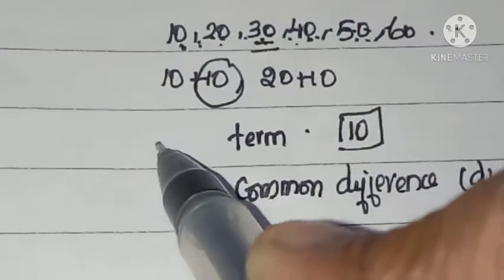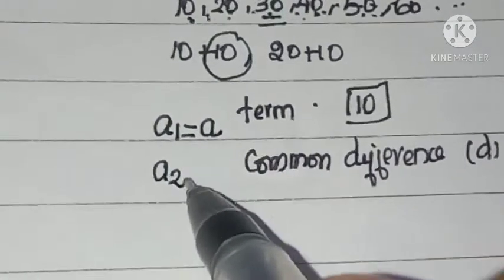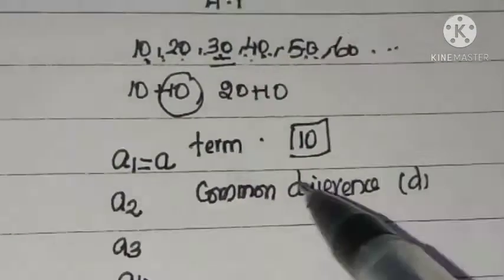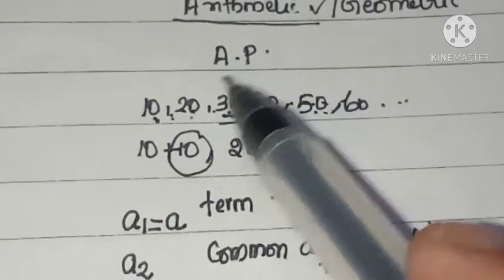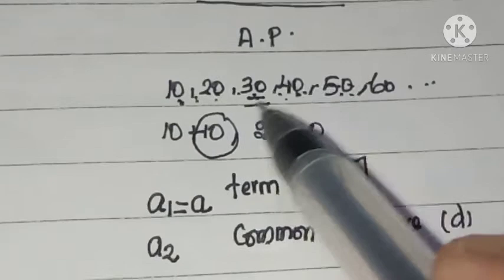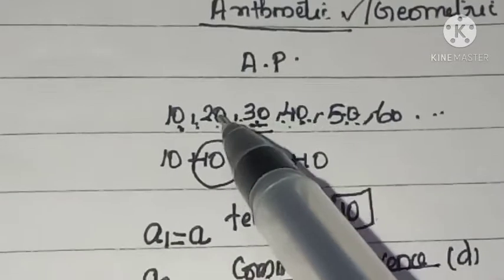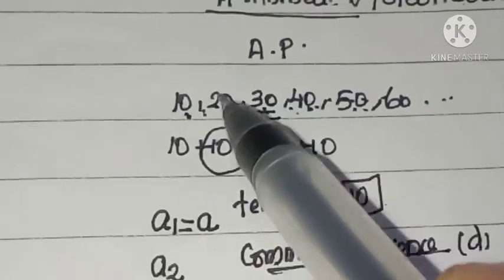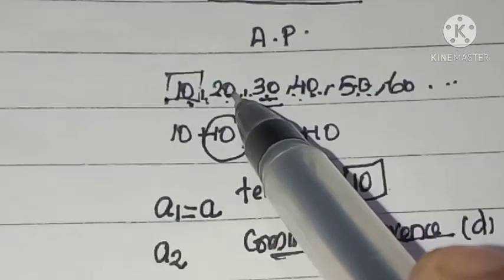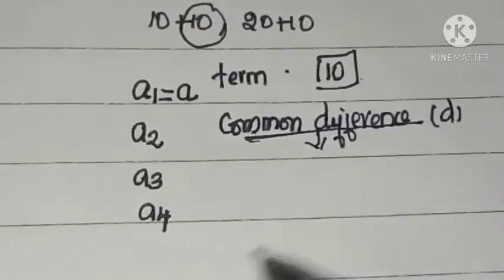Terms are denoted by a. For example, the first term is a1, which is the same as a. The second term is a2, third term a3, fourth term a4, etc. So an arithmetic progression is a progression of terms obtained by adding a fixed number to the preceding term to get successive terms, except the first term.